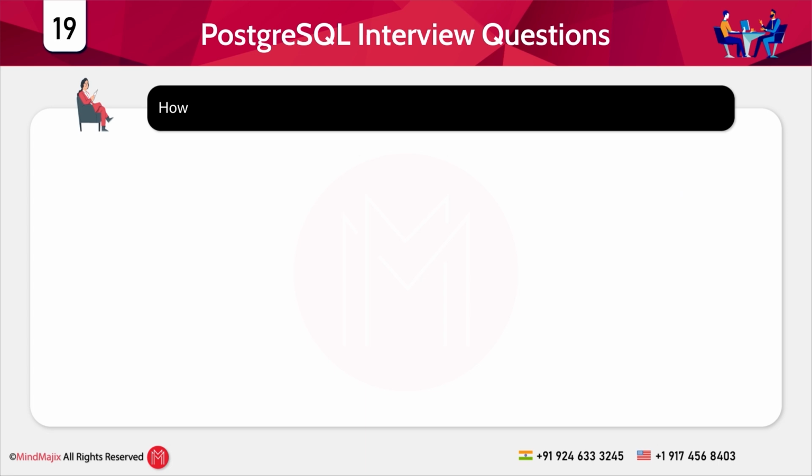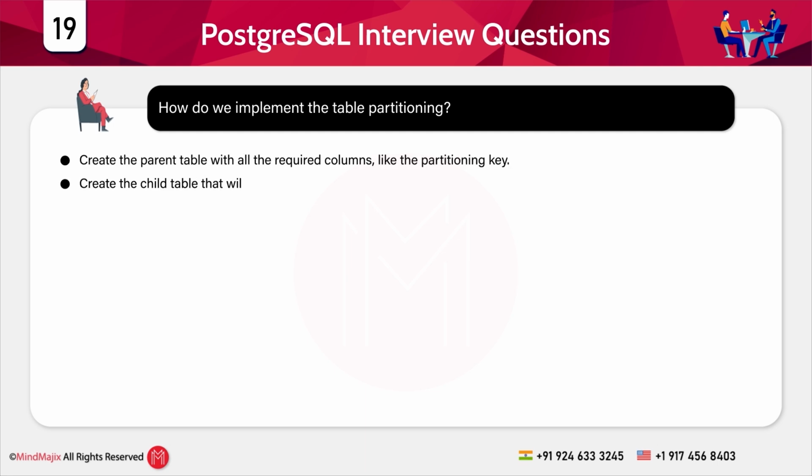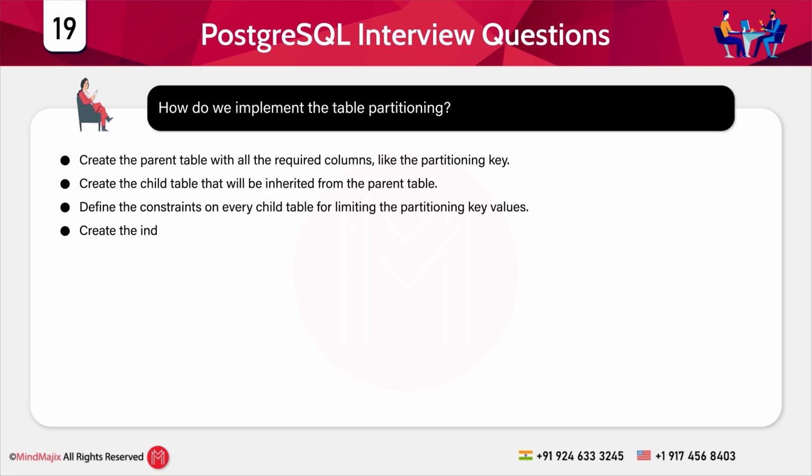The next question is, how do we implement table partitioning? Table partitioning allows you to split a large table into smaller, manageable pieces known as partitions. Every partition stores a subset of the data as per the specified partitioning key. To implement table partitioning, there are a few steps that we must follow.